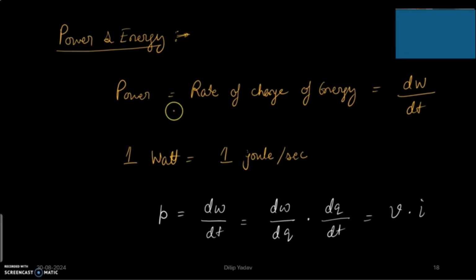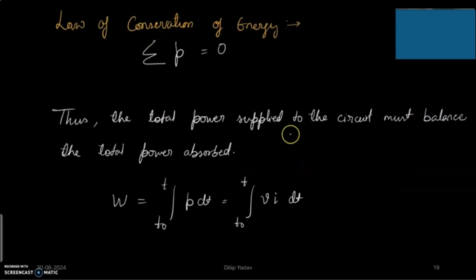Then we have the other concept, power and energy. Power is the rate of change of energy, dW by dt, where 1 watt is equal to 1 joule per second. And if we convert this into volt-ampere, what will be P? We know dW upon dt is the work done per unit time, dq upon dt represents the current, and dW by dt represents P, that is V into I. So the power generated by the source equals the voltage times the current going into the circuit.